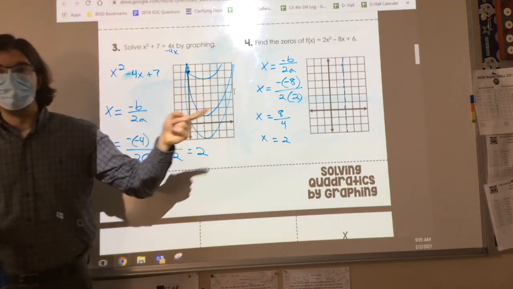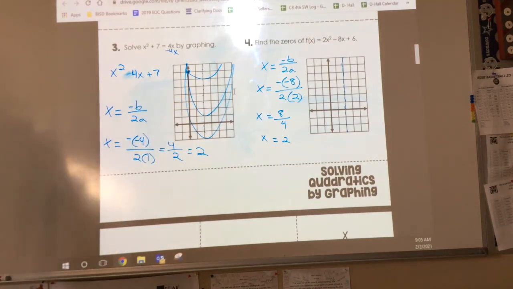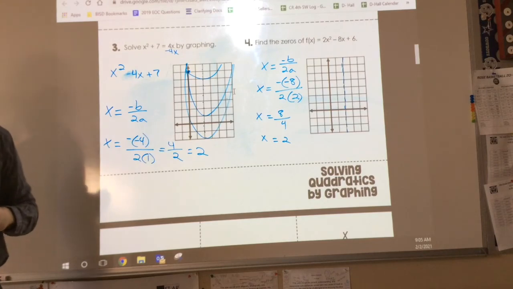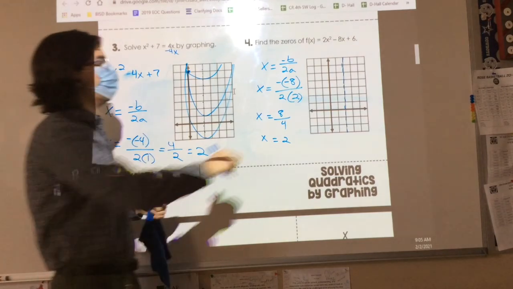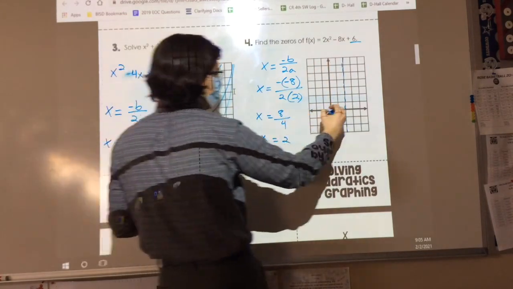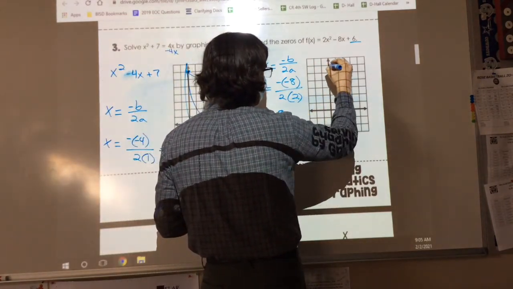Is this parabola going to open up or down? It's going to open up because my a value is positive. I also know that I'm going to have an intersection on the y at what point? 6. 6, because the last term, not my b, but like my y-intercept. We're going to have 1, 2, 3, 4, 5, 6.